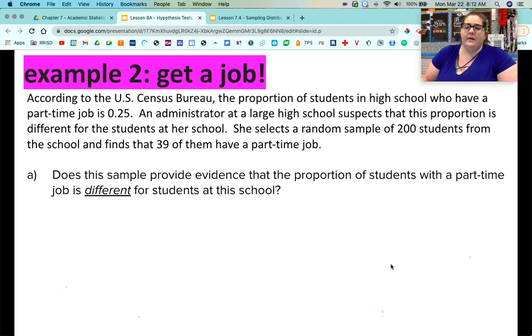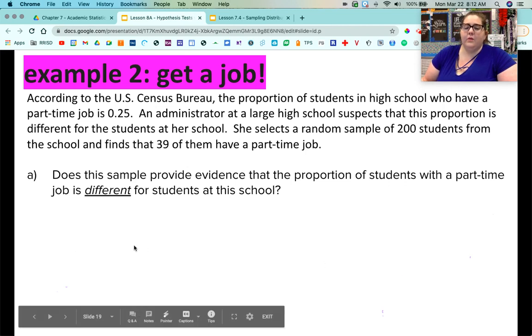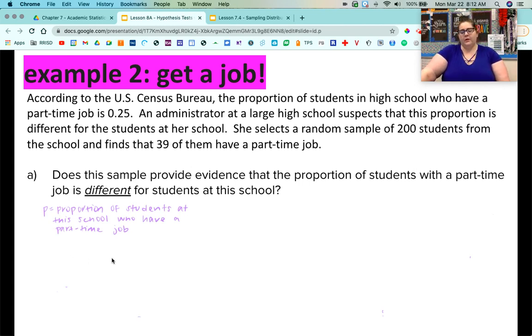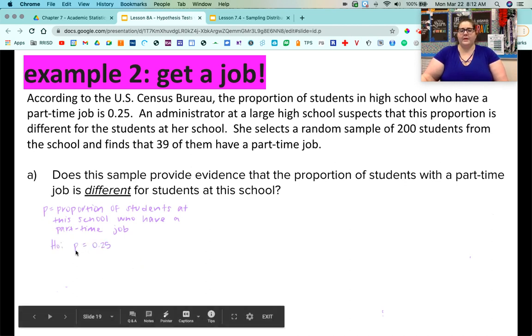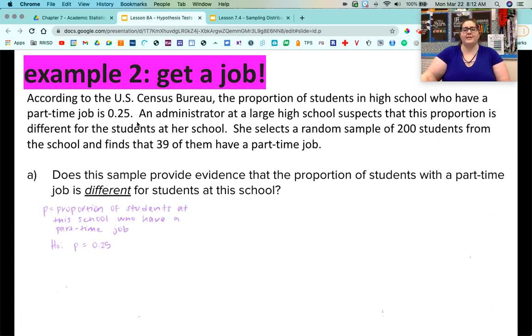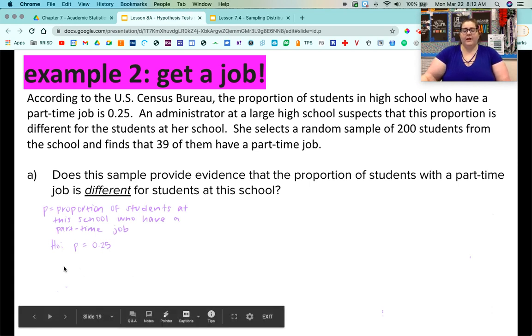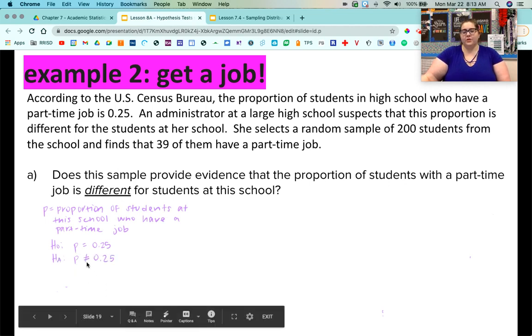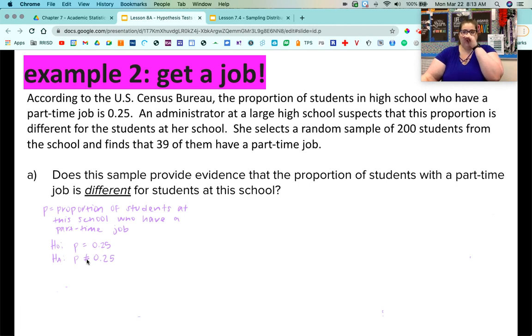We're going to start by writing what P stands for. So P is the proportion of students at the school who have a part-time job. Then my null would be P equals 0.25, because that's what we assumed to be true. That's what was stated. That's what was claimed. My alternate, I'm testing that it's different. So that's really important to note, that this question is not saying less than or greater than. It's saying different. So that is when we use the not equal to hypothesis for the alternate.